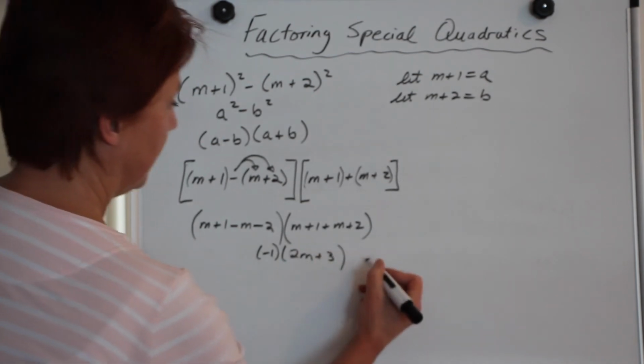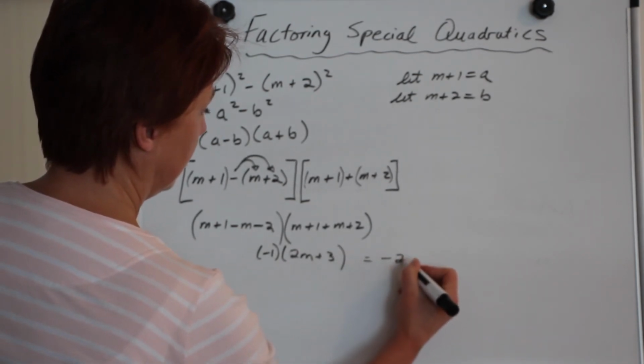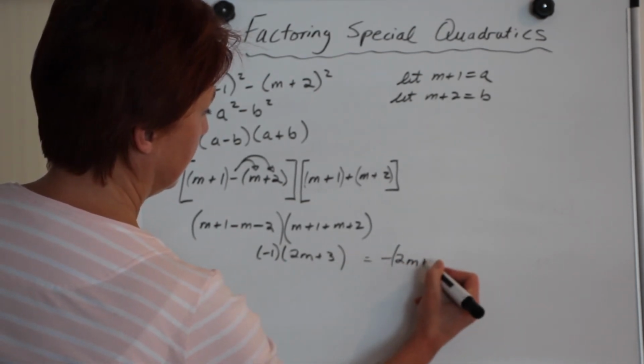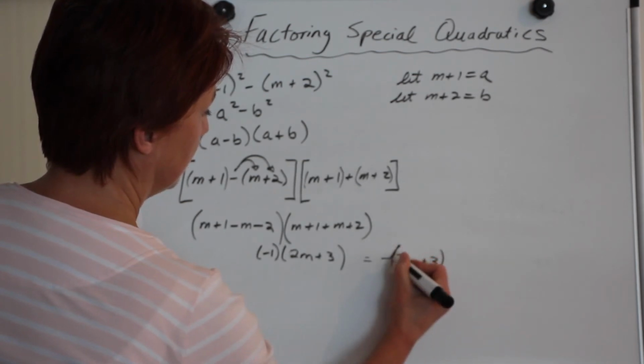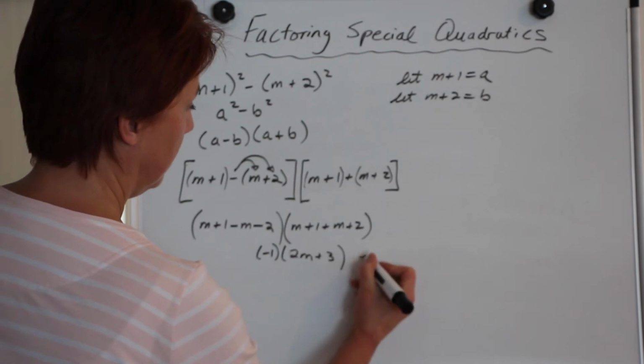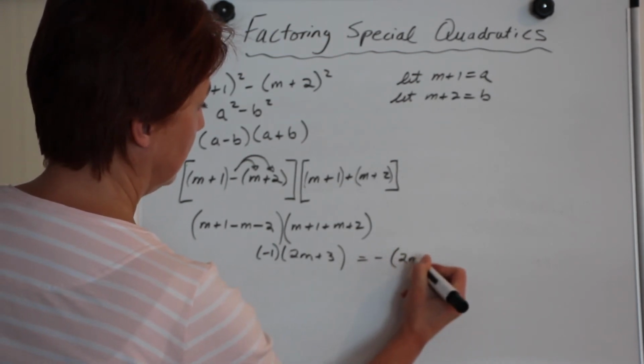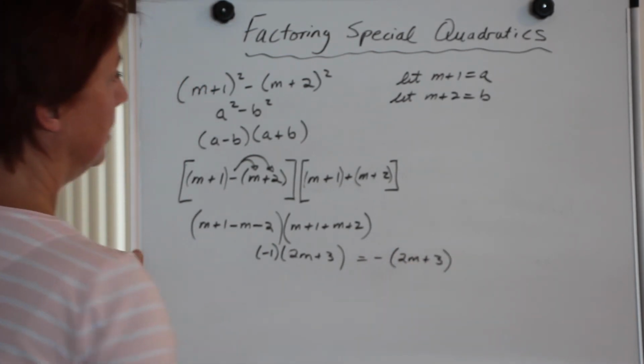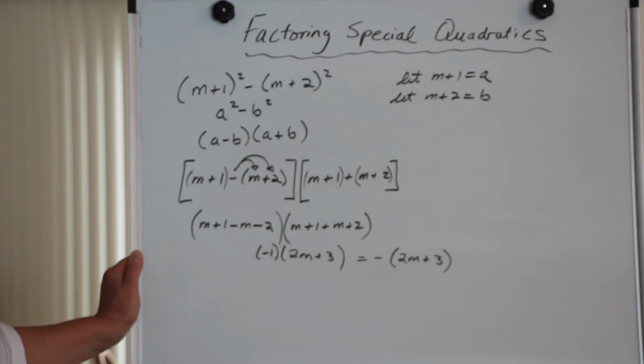And then you could write your final answer simply as negative 2m plus 3. You need those brackets around there. Okay, that's messy. Hold on. Let me rewrite that for you. So negative bracket 2m plus 3 is what we end up with.